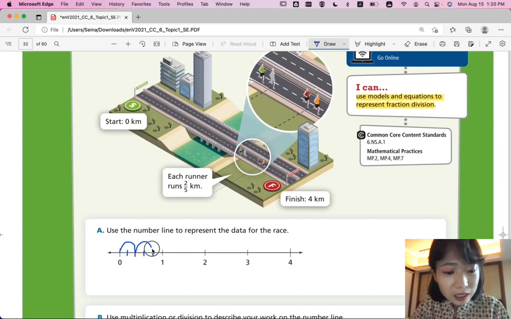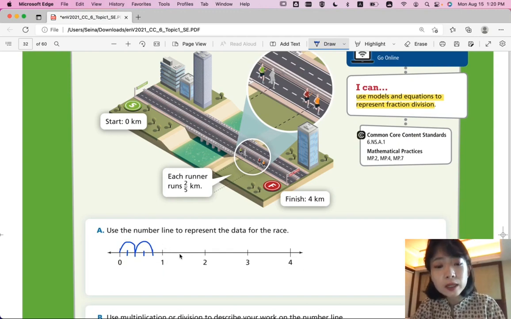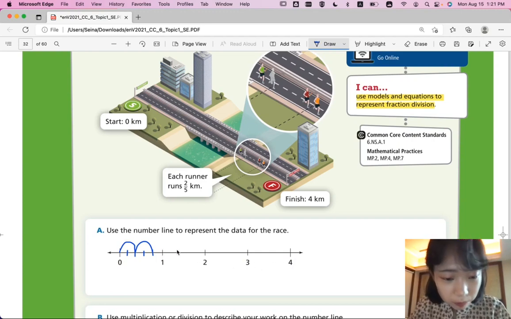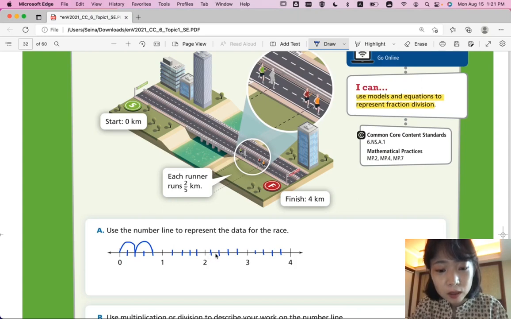And then the next person runs 2 of that. Then the next person runs 2 of the same thing. So we're gonna divide all these big bars into 5 smaller parts, 1, 2, 3, and 4 to get 5 equal parts for every bar. 1, 2, 3, 4, 5.